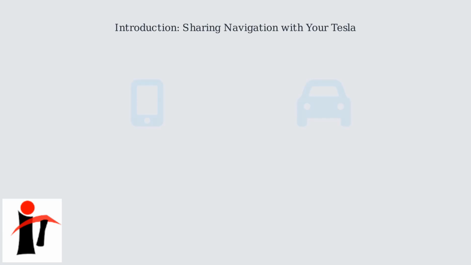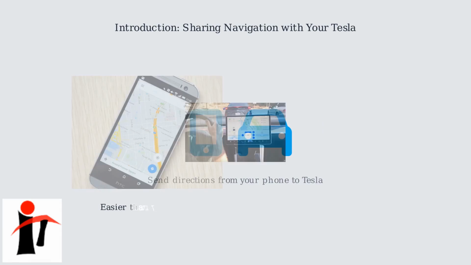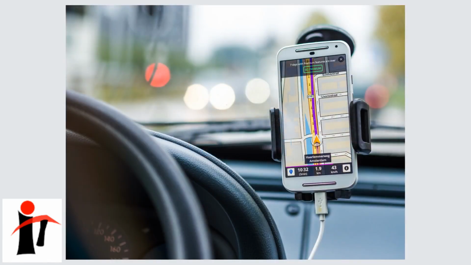Want to send directions from your phone's favorite navigation app directly to your Tesla? It's easier than you think. This video shows you how to seamlessly share routes from apps like Google Maps and Apple Maps to your Tesla's navigation system, making road trips and daily commutes a breeze.